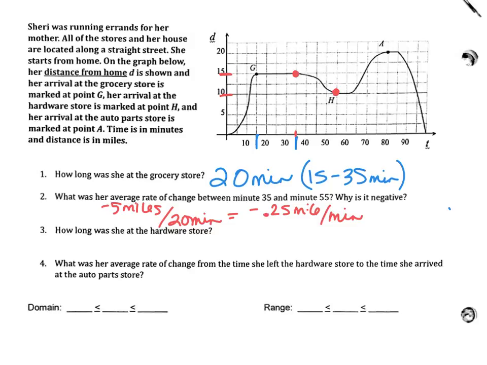So remember that this is the distance away from her house. So it must just be that when she goes to the hardware store, it is closer to her home, which is what you should have written here for why it's negative. The hardware store is closer to her home.